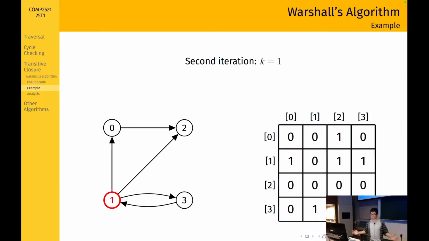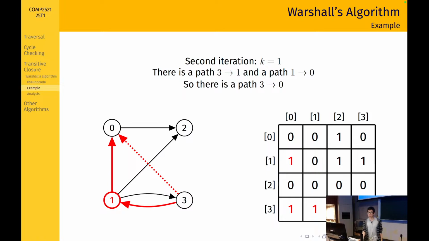So the next iteration is where k equals 1. We're going to look at all the pairs S and T where S has an edge to 1 and 1 has an edge to T. The first pair is 3 and 0. 3 has an edge to 1, 1 has an edge to 0. So that means there's a path from 3 to 1 and a path from 1 to 0. What that means is that there is a path from 3 to 0. So we're going to set this entry over here to true.